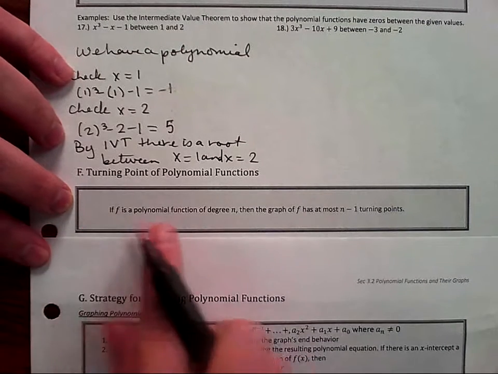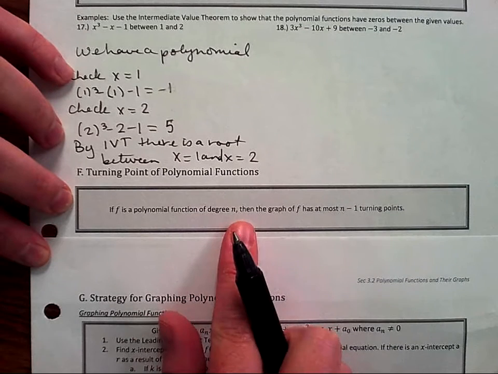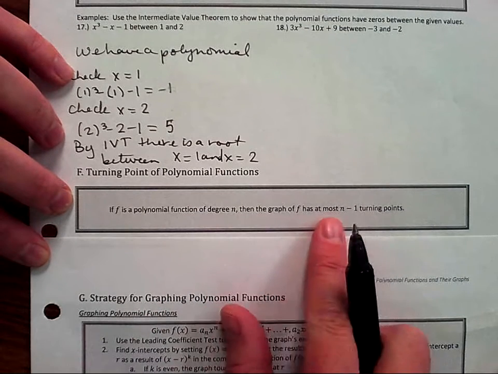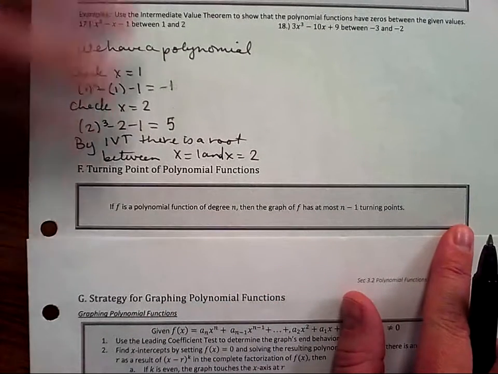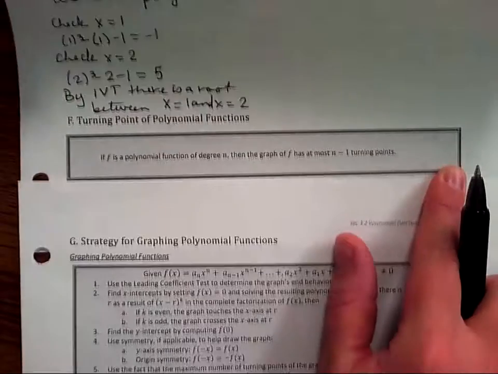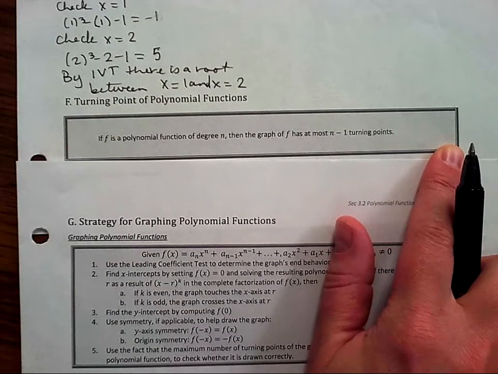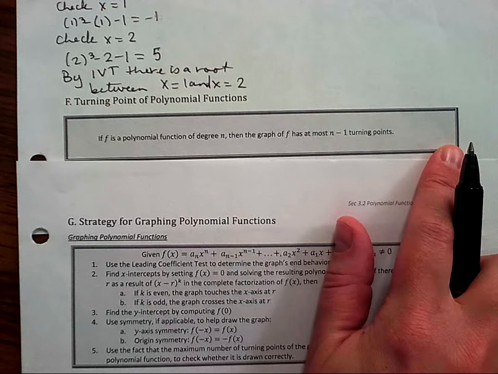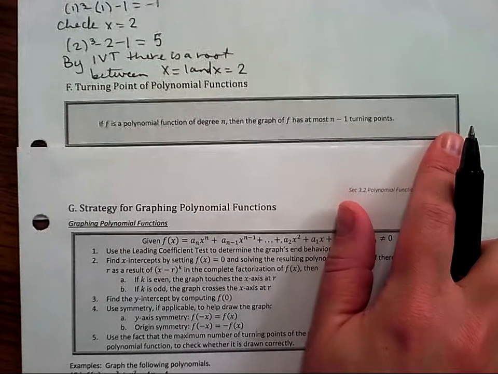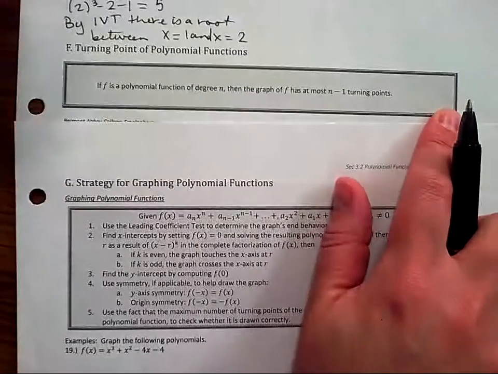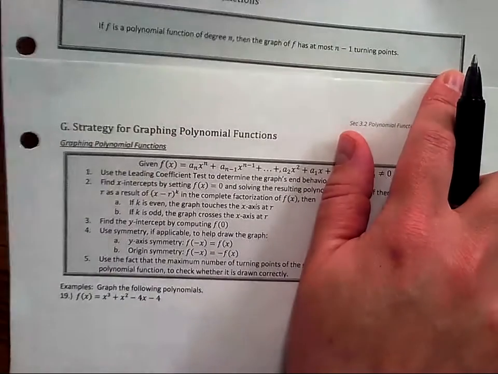So if f is a polynomial function of degree n, then the graph of f has at most n minus 1 turning points. And I think Kaylani kind of talked about this last class with how you could figure out the graphs of functions. Is that right? Somebody talked about it. I thought it was her. Okay.